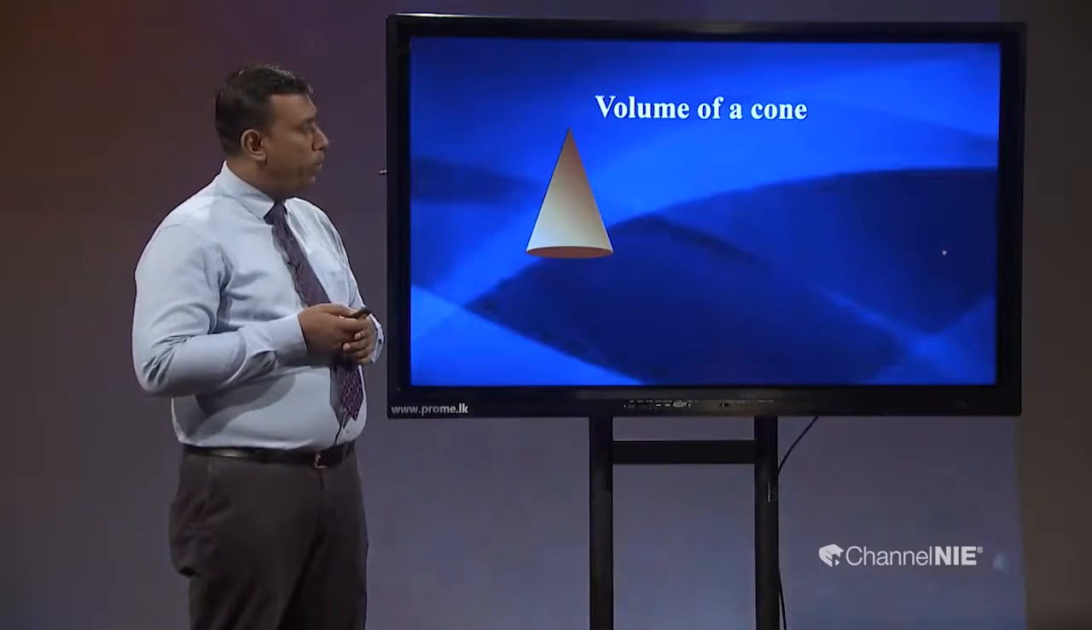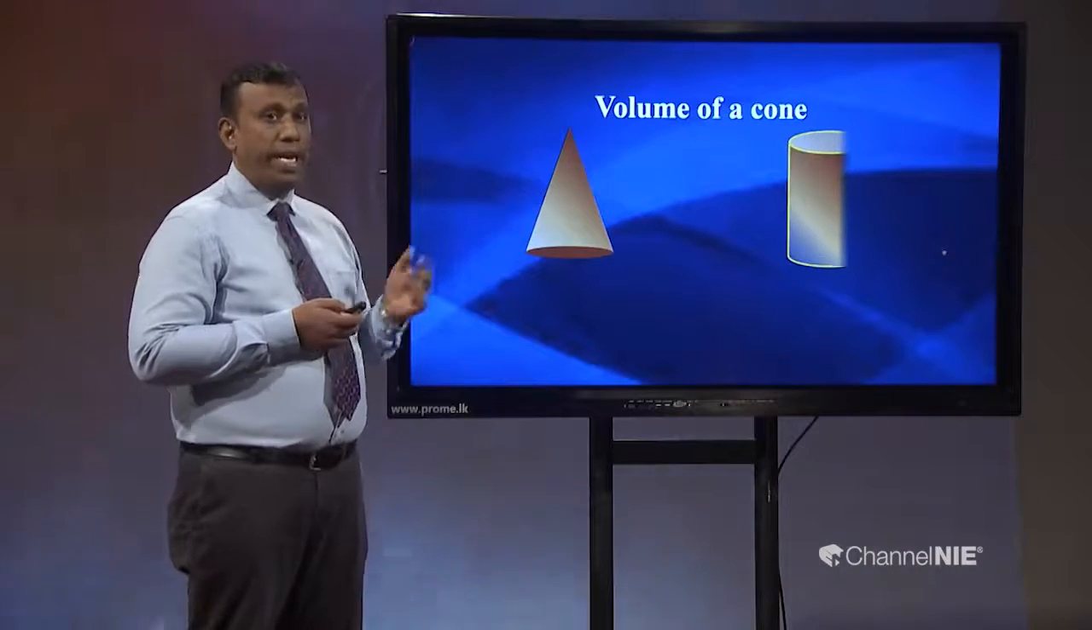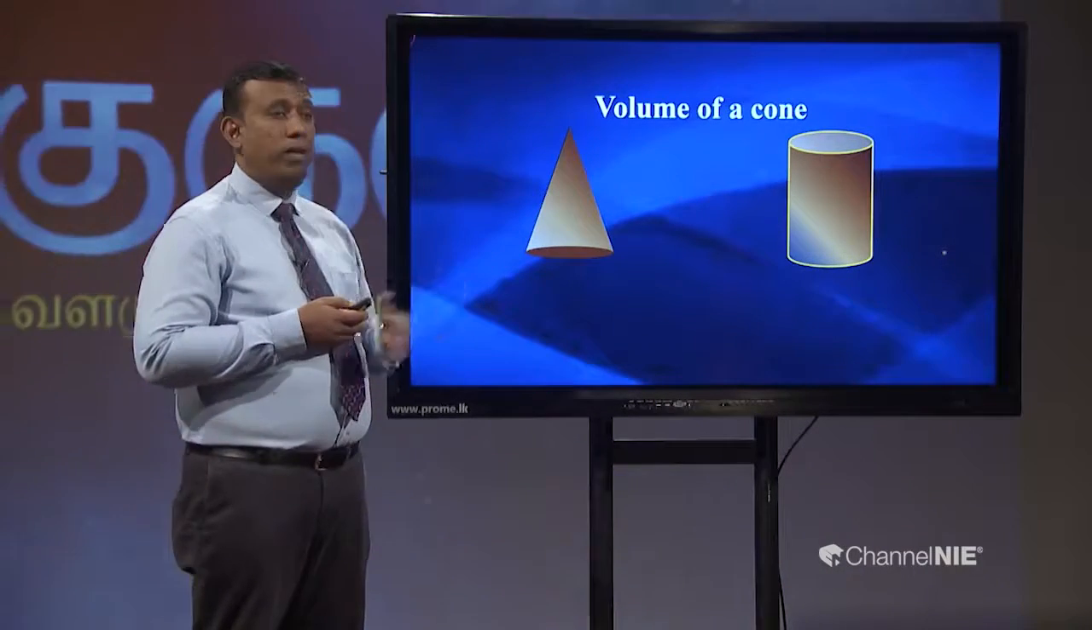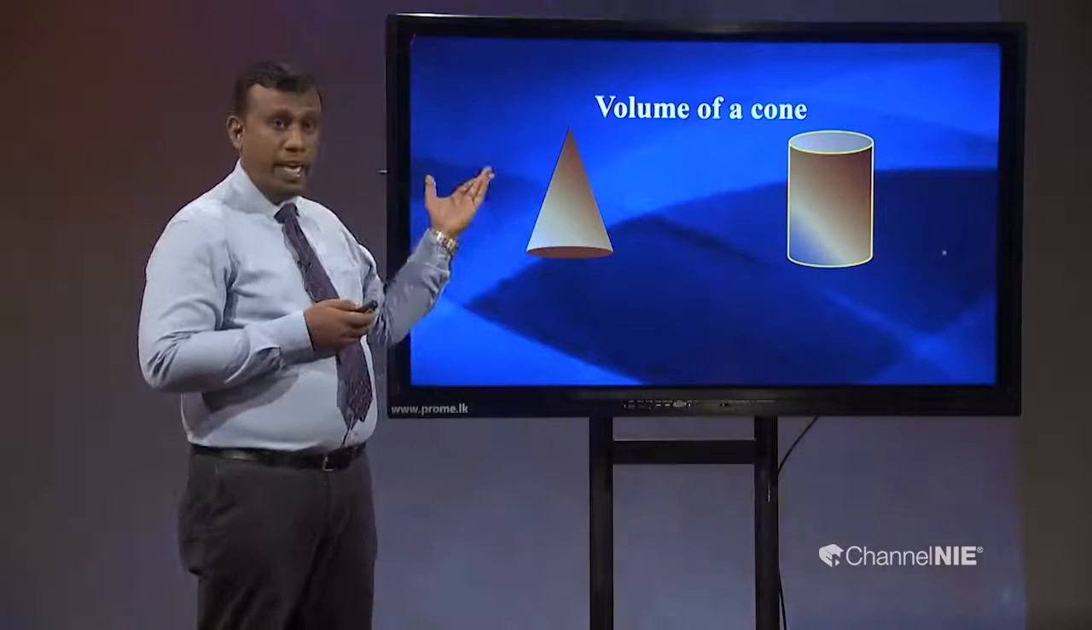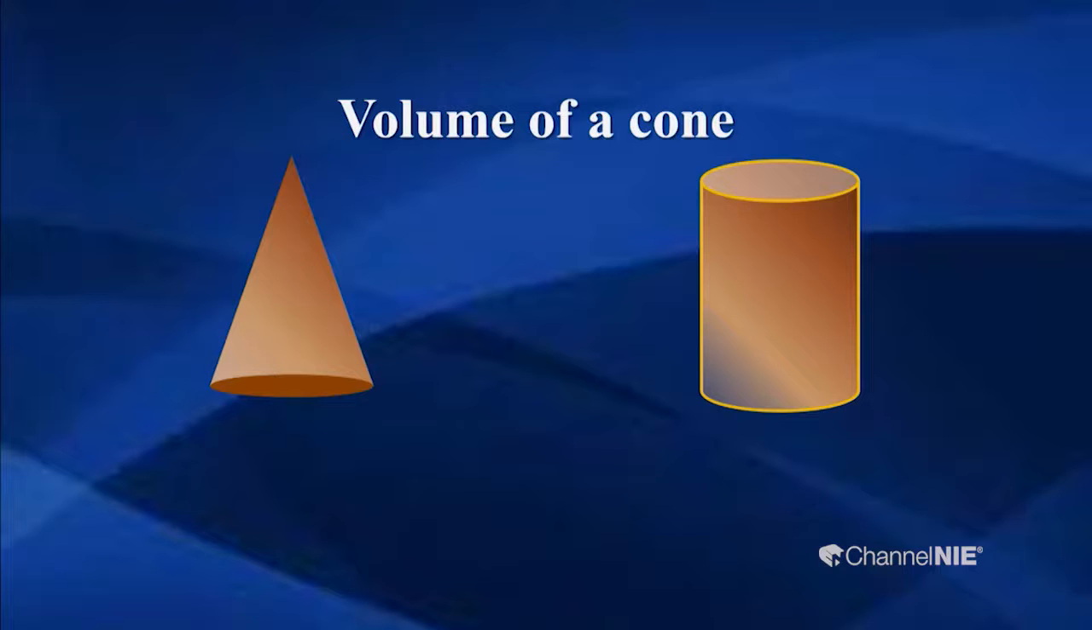In your textbook, you can see that when finding the surface area of the cone, you have to use some methods. But finding the volume of a cone is much easier than finding the surface area. Then you can see that here also there are two heights.